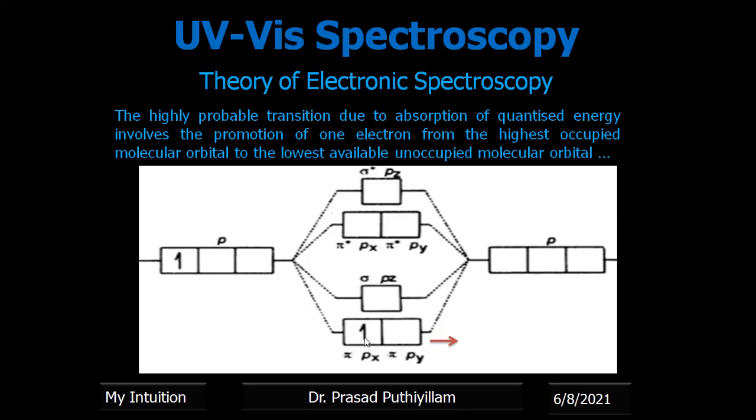Therefore, the highest occupied molecular orbital, or we call it HOMO. HOMO means highest occupied molecular orbital. It jumps to the lowest unoccupied molecular orbital. So these two, the star represents anti-bonding, pi star as well as sigma star. Here it looks like just a dot, but actually it is a star, pi star, or asterisk we have to use. So this is the lowest unoccupied molecular orbital.